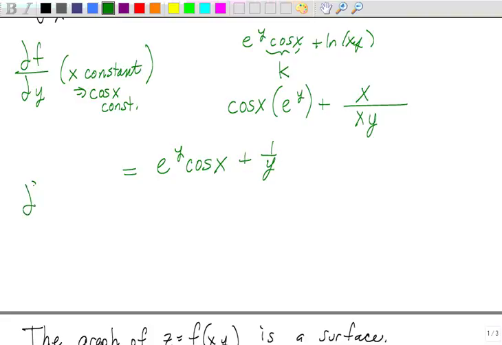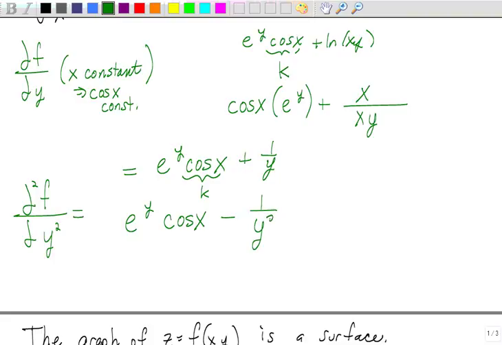And we can take the second partial derivative with respect to y. We just take the derivative with respect to y again. The derivative of e to the y, this is constant. Derivative of e to the y is e to the y. Constant just stays. The derivative of 1 over y with respect to y is minus 1 over y squared.